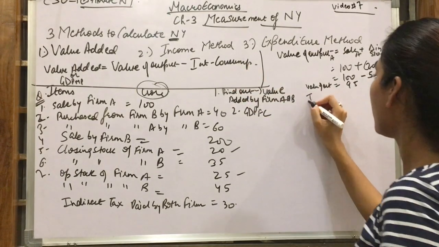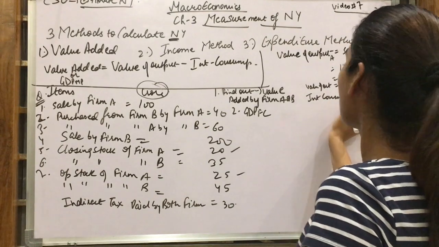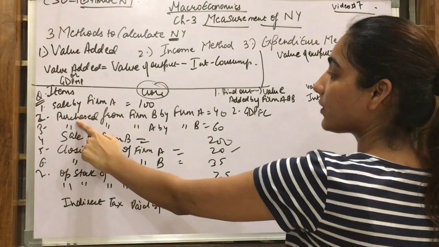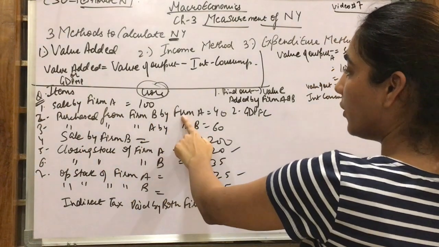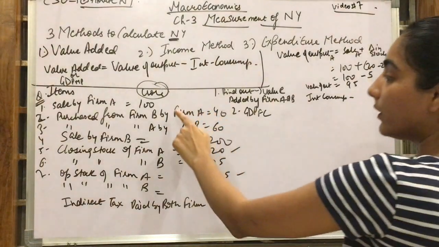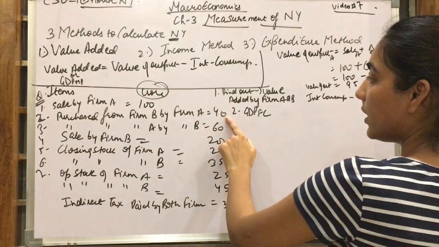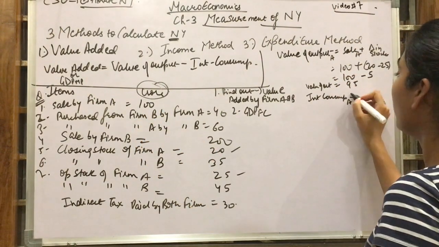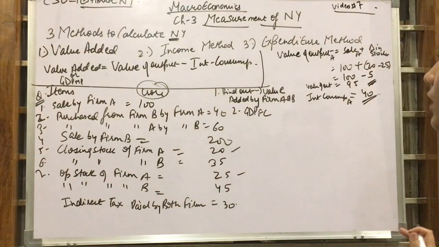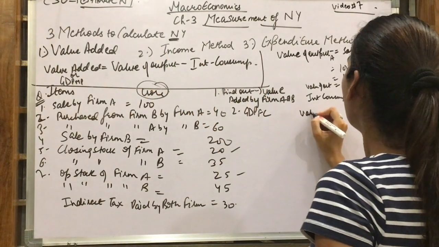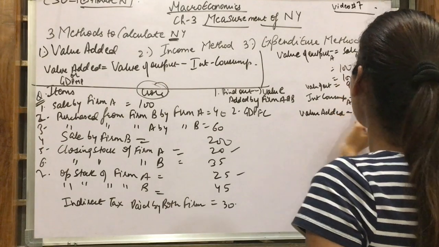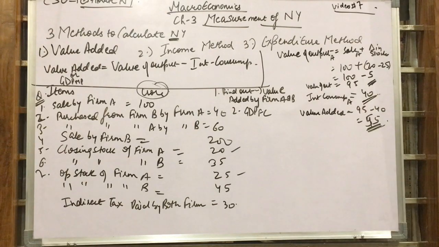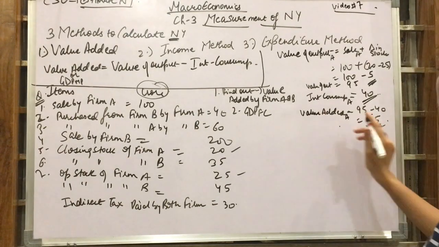Then the intermediate consumption is how much raw material we have purchased. So firm A has purchased how much? Here it is written, purchase from firm B by firm A. That means they are saying firm A has purchased 40 crores from firm B. So the intermediate consumption of firm A will be 40. Now we have to find out the value added, which means 95 minus 40. 55 comes out. This is the value added of firm A.